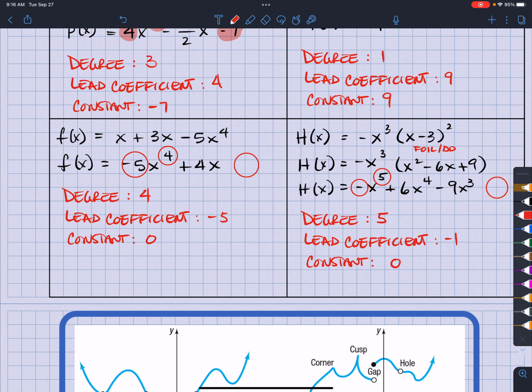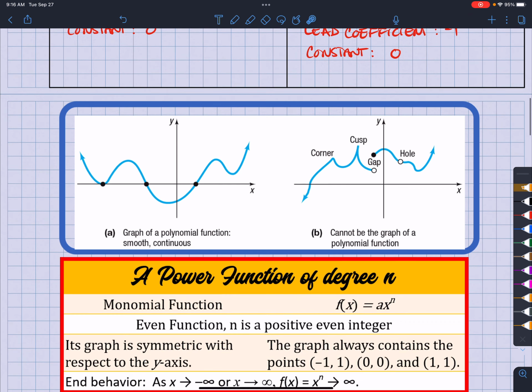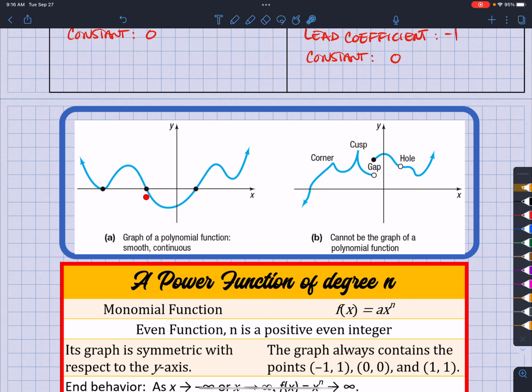Okey-doke. All right, so the other thing you need to know about a polynomial function is that it's going to be nice and smooth, okay? If it's not a polynomial function, then you're going to see corners or cusps or gaps or holes. If there are those, then it's not a polynomial function. But other than that, it is a polynomial function, okay?